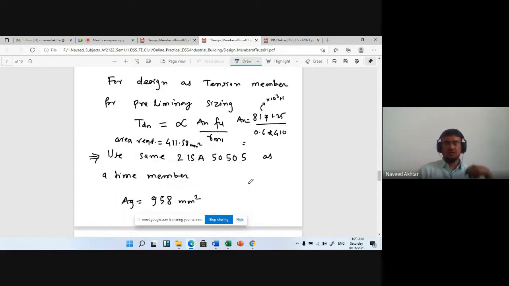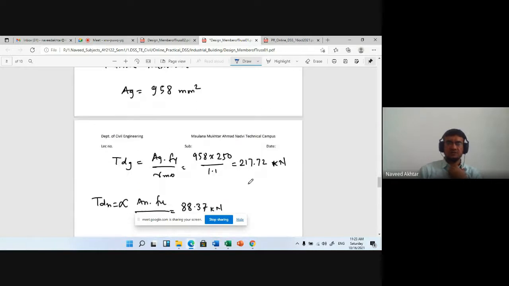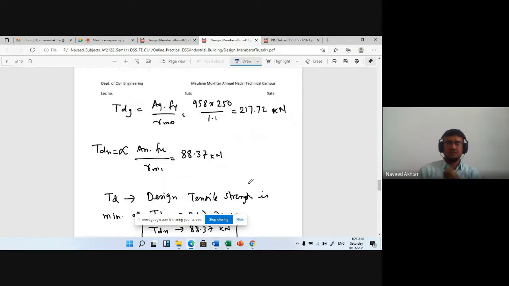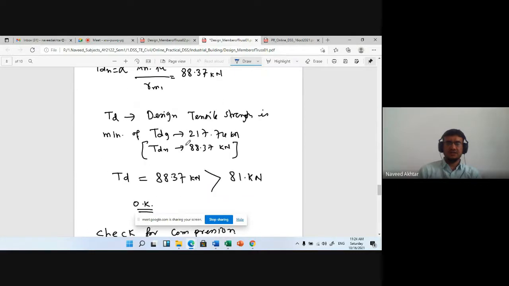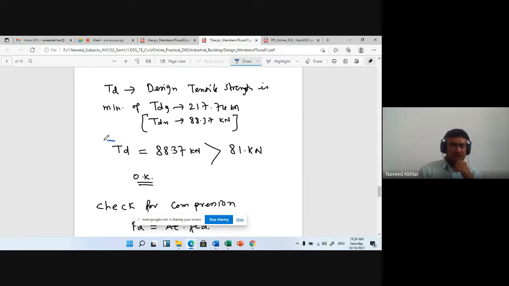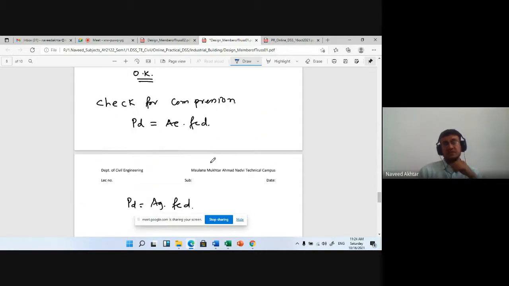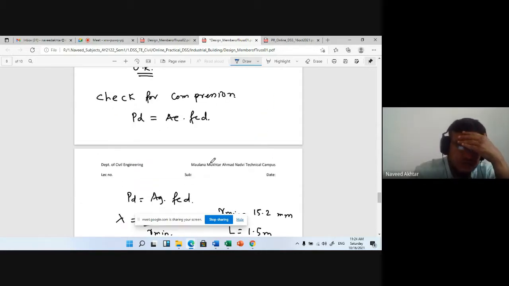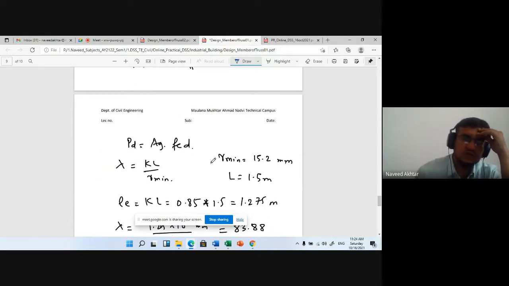Then we do the initial sizing of the member based on the TDL, and then find out the TDG, TDL, and TD, and that value should be greater than the tension load. Then check for compression for the same member you selected. For that you have to find out PD is equal to AG into FCD.